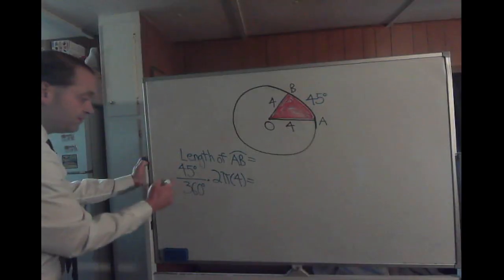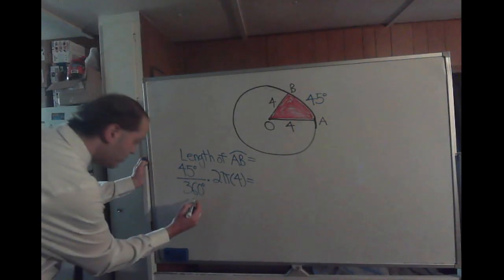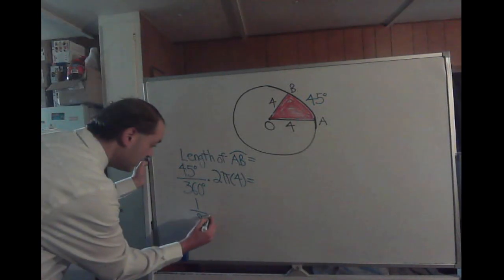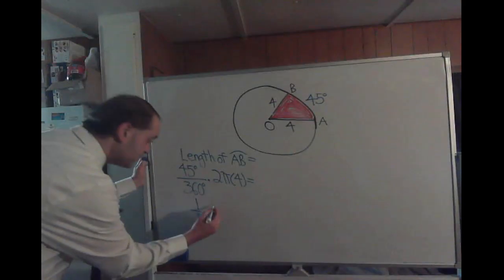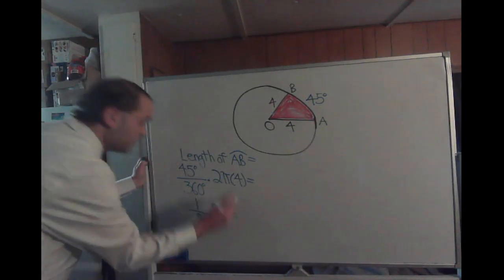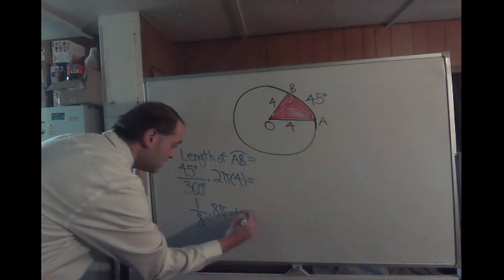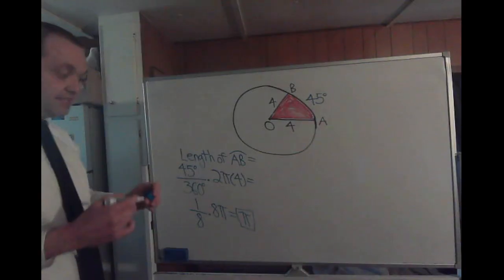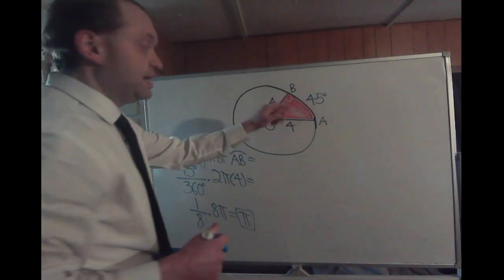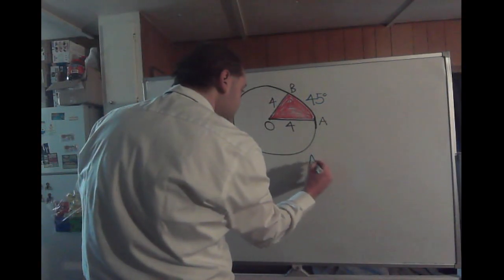which would end up giving you 45 out of 360. That's actually 1/8. So that's 1/8 of a circle times 2 pi times 4, that'd be times 8 pi, which would give you the length of arc AB just being pi. So the length of arc AB itself is going to be pi. Now we need to find the area of sector AOB. So we'll do that next.